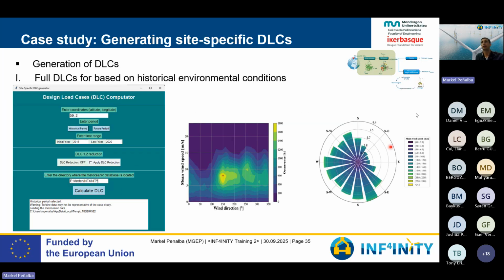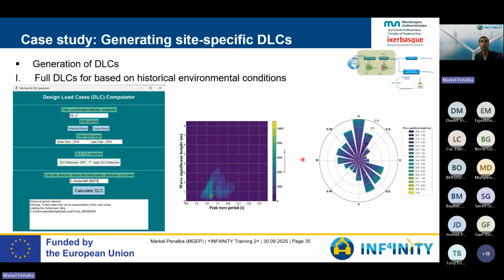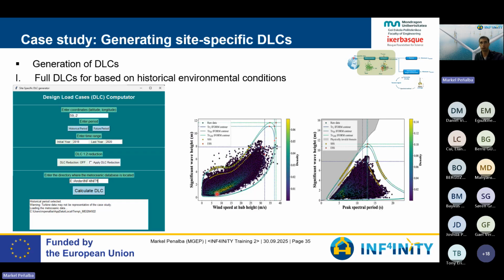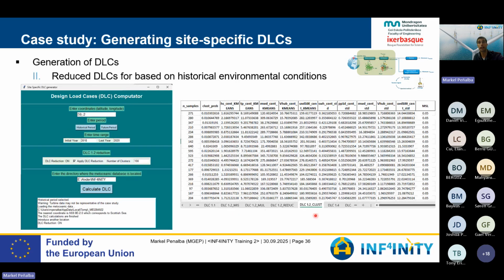And so these are the wave conditions. These results come from the statistical analysis report. So wind conditions, wave wind directional analysis, and the environmental contours, extreme identification of the extreme events, and so on. If we do the reduced case, you see here that there is one more sheet where you can find the 1.2 design load case with the clustering and all the information related to the clustering technique, even including the distance to the centroid and so on.